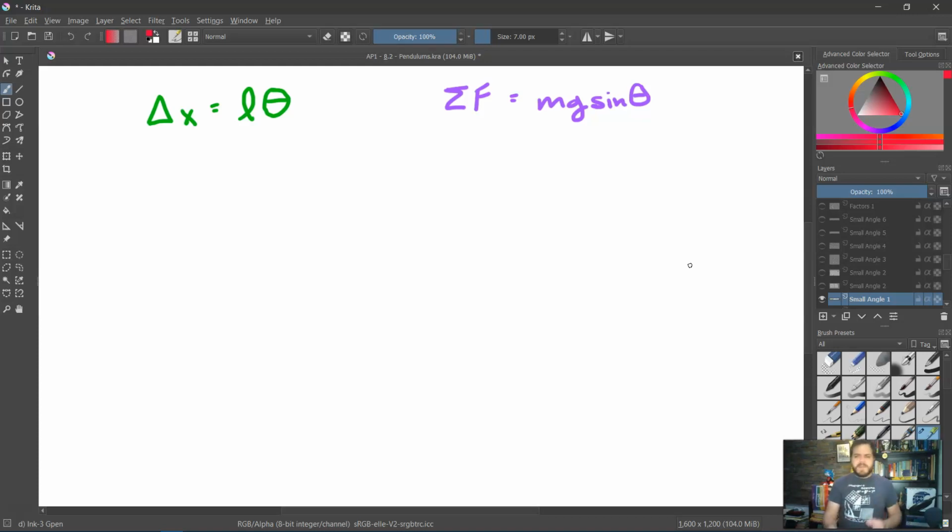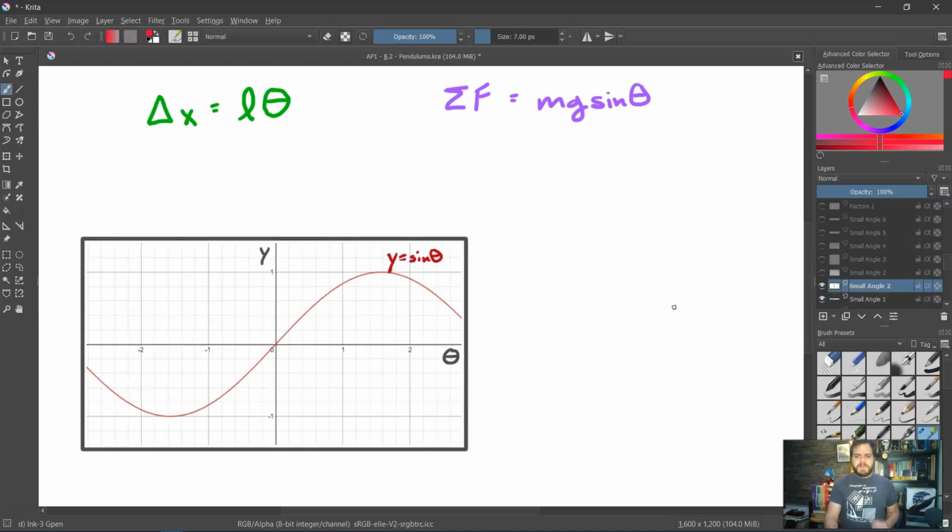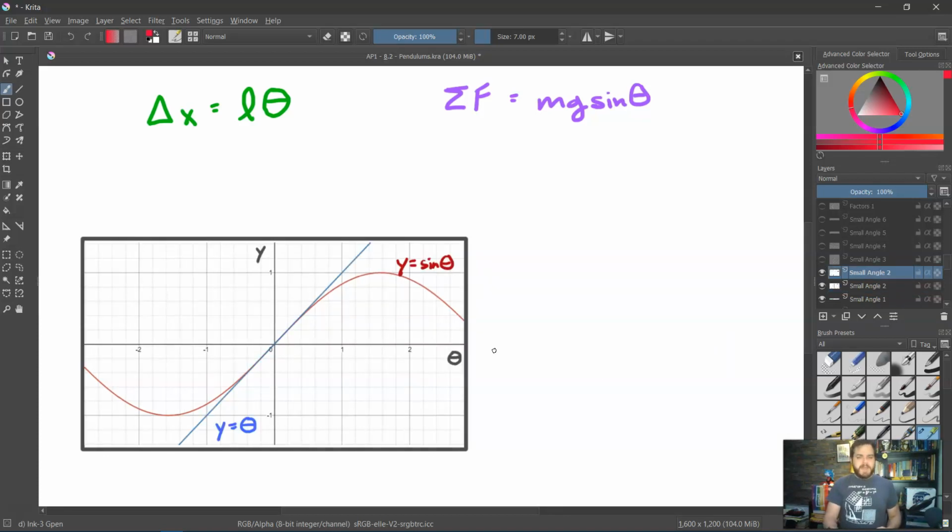But let's take just a second and quickly graph sine theta. So this is just y equals sine theta, where theta is in radians, and we see we get this nice sinusoidal pattern. But let me put on top of this a graph of just y equals theta. Keep in mind, since theta is on the x-axis here, this would be equivalent to a graph of y equals x, so it's just going to be a straight line. The red line is y equals sine theta. The blue line is just y equals theta, so it's just going straight up along that diagonal.